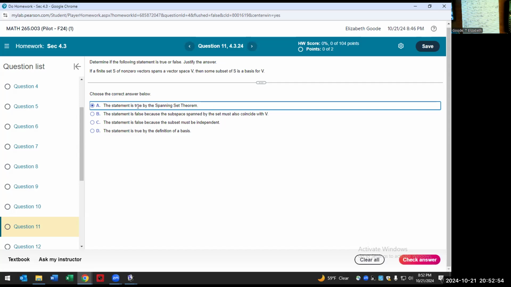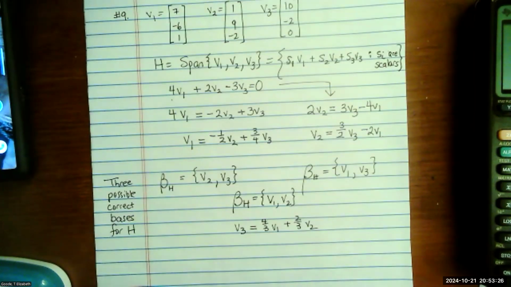Go back and look at the spanning set theorem. It says two things. If you have a linearly independent set, you can build it up until it spans the space. If you have a spanning set, then you can trim it down until it's a linearly independent set, and then it'll be a basis if you do either one of those. Did that make sense? Yeah. So, review the spanning set theorem.